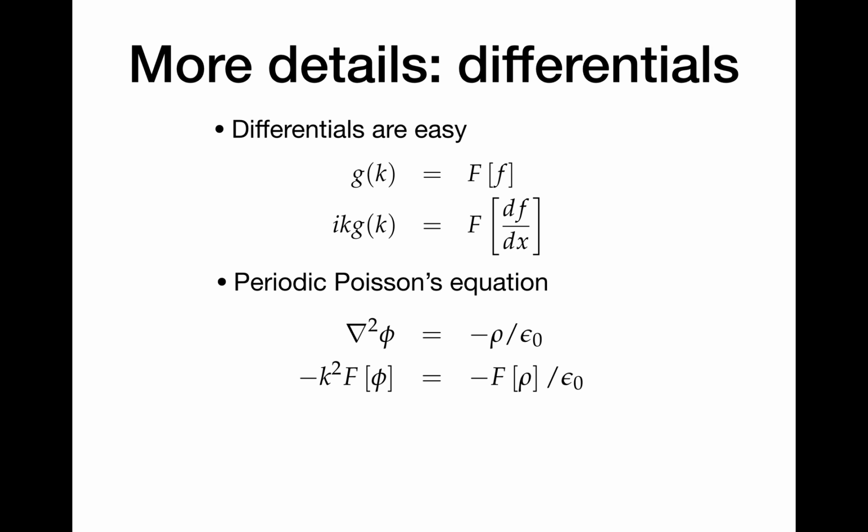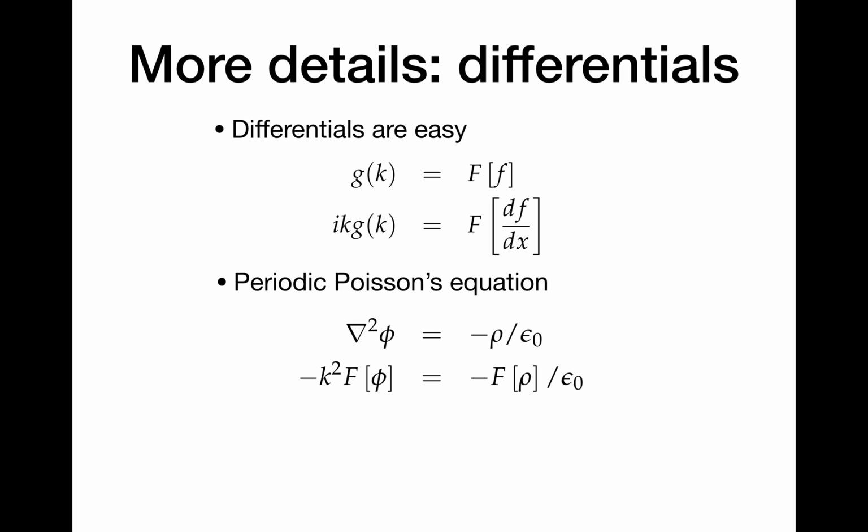So then if you Fourier transform that equation, you can show that minus k squared times the Fourier transform of phi is just equal to minus the Fourier transform of rho divided by epsilon naught. So to find phi, we simply take the Fourier transform of rho over epsilon naught, divide by k squared, and perform an inverse Fourier transform. And this simplifies the solution of the Poisson equation, so long as you can work in periodic boundaries.